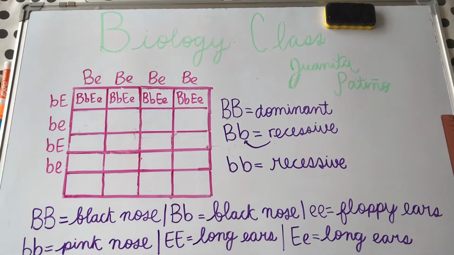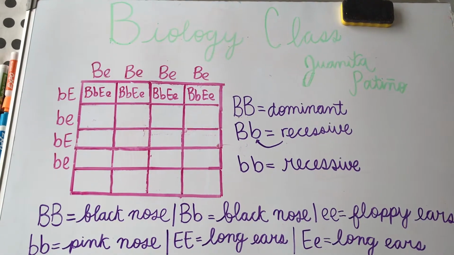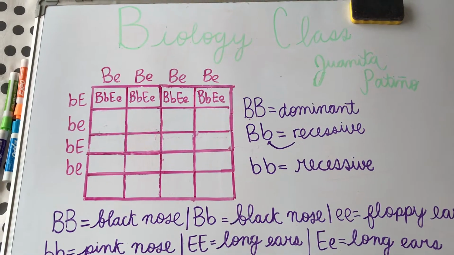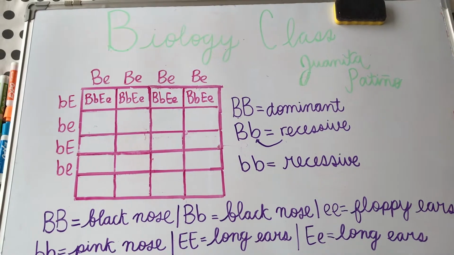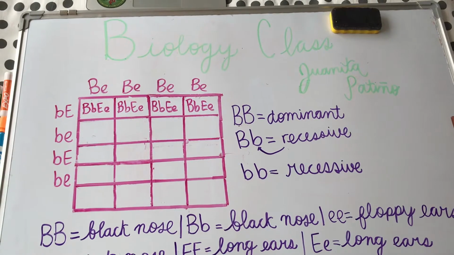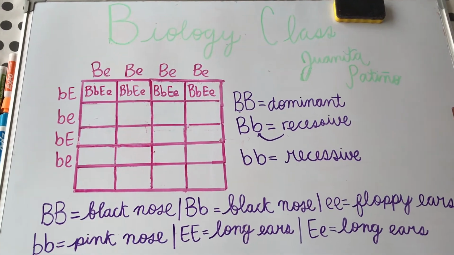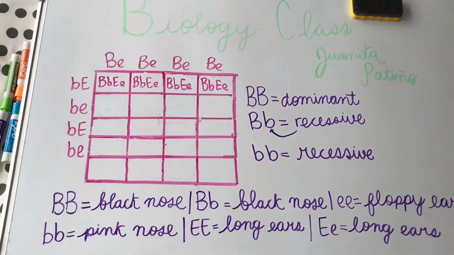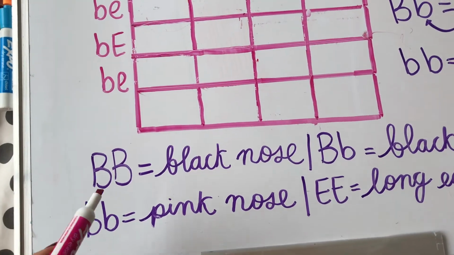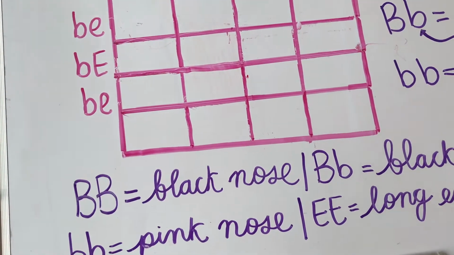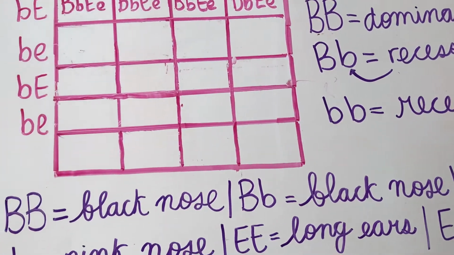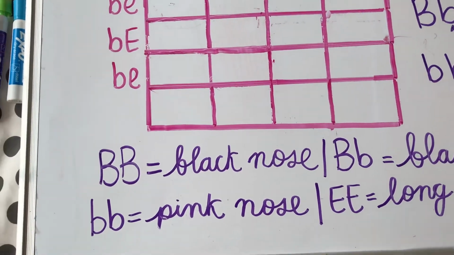Okay, so I will be explaining the first exercise about the floppy eared bunnies, as I'm going to explain how to do the punnet square. The first thing we need to have clear is dominant and recessive traits. So in here I explain each. Capital B will be dominant and lowercase b will always be recessive. Okay, so you have to have that very clear.